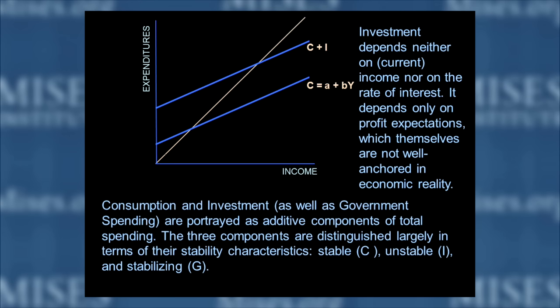So consumption and investment, as well as government spending, are portrayed as additive components of total spending. The three components are distinguished largely in terms of their stability characteristics. So you have consumption, which is seen as being stable. It doesn't move around too much. Investment, which is unstable. And government spending, which I'm not treating in this particular diagram, as being stabilizing. Okay. So it's government spending to the rescue, stabilizing an economy that otherwise would be unstable because of the unstable investment spending.